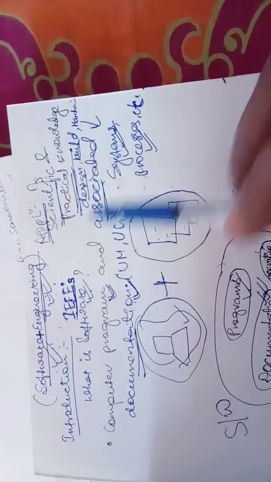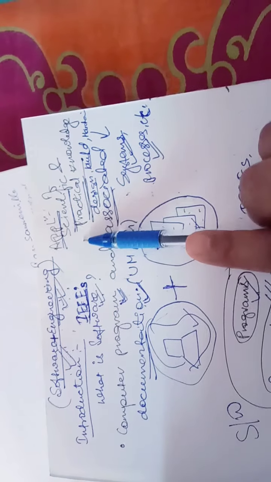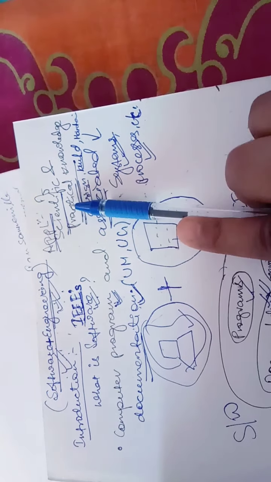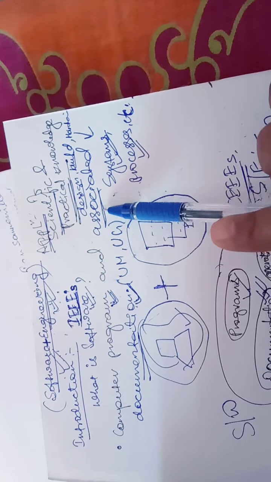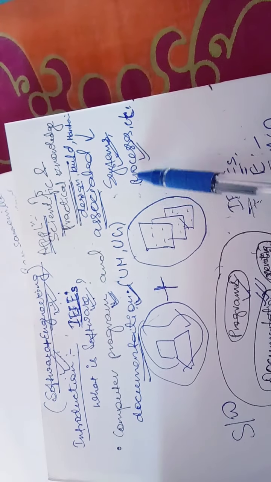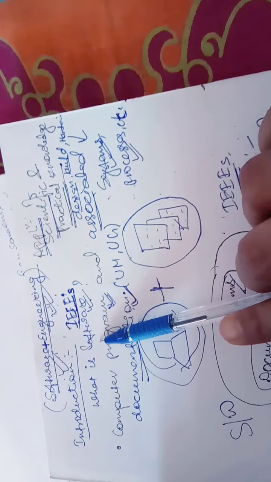Fine. So in software engineering, what we are doing is scientifically or practically applying knowledge in order to design or develop a system that is called software. So this is all about software engineering.